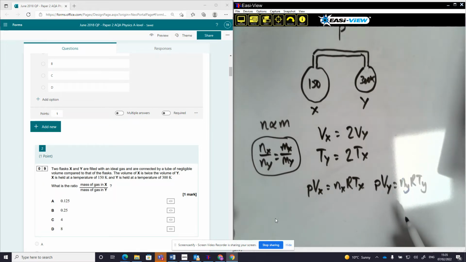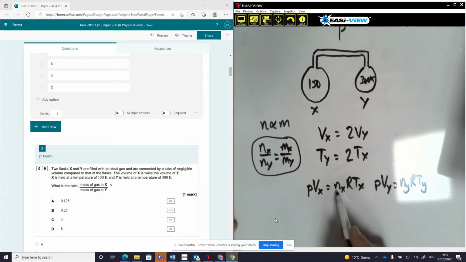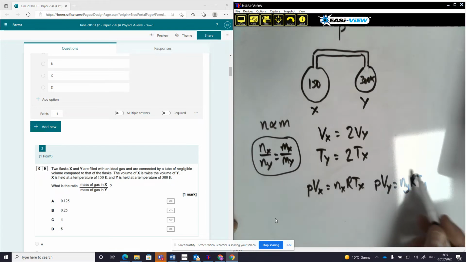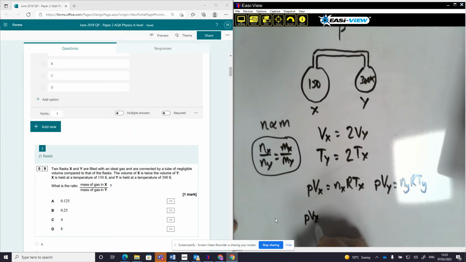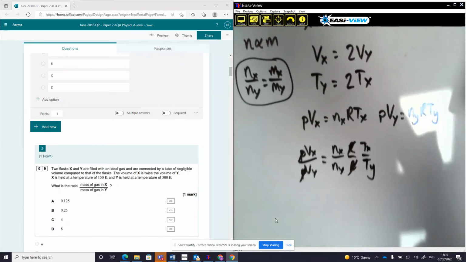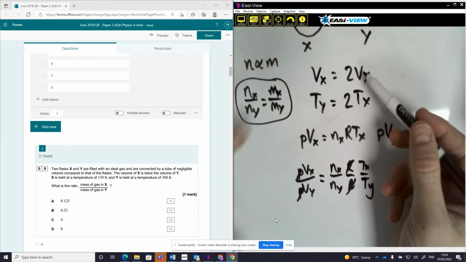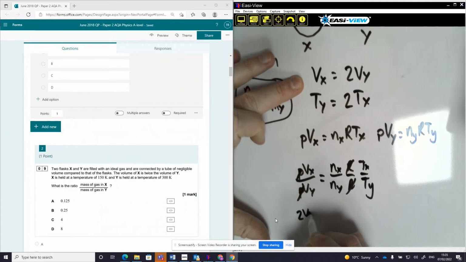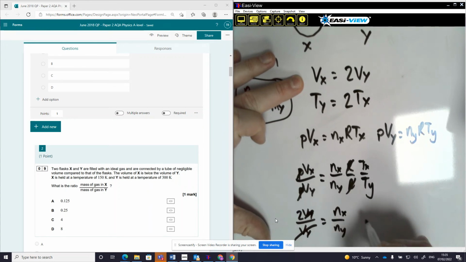And now I can just divide those two. I want Nx over Ny, so I'm going to divide this equation by this one. So I end up with PVx over PVy, the P's cancel, equals Nx over Ny, R over R, they cancel, Tx over Ty. Okay, so I get that situation, and then I can use this formula to say that 2Vy over Vy, well, that cancels out to 2, equals Nx over Ny.